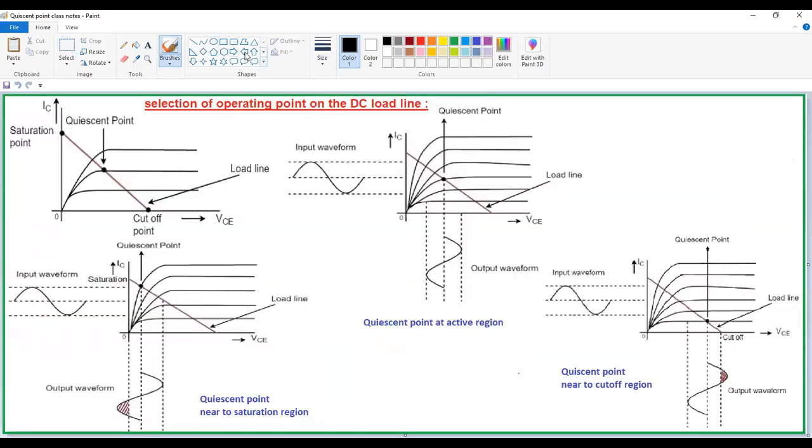Now from this slide, if you observe this quiescent point near to the saturation region, then what will happen? You have to observe this graph here. Now this point is near to the saturation region. That means this is an input waveform only. When you give the input waveform like this, then what will happen to the output waveform? There is a distortion in the case of the output waveform.